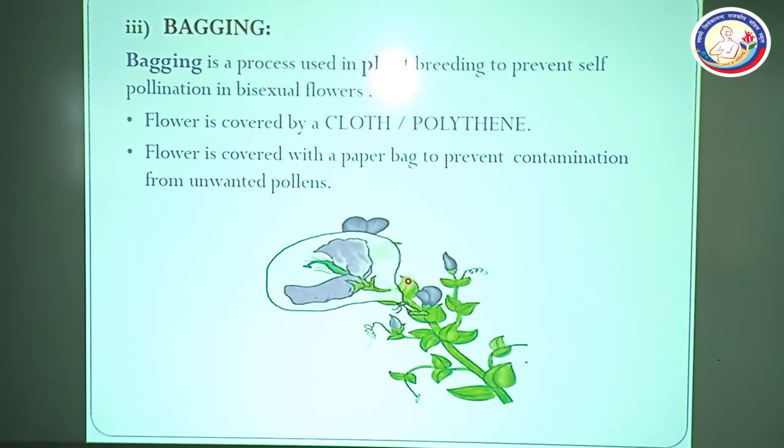Bagging is a process used in plant breeding to prevent self-pollination in bisexual flowers. So this is the cover. You can see these are the flowers, and these flowers are covered by polythene or any cloth or paper. So this is the bagging process. Flower is covered by a cloth or polythene. Flower is covered with a paper bag to prevent contamination from unwanted pollen. So it will prevent the flower from unwanted pollen.